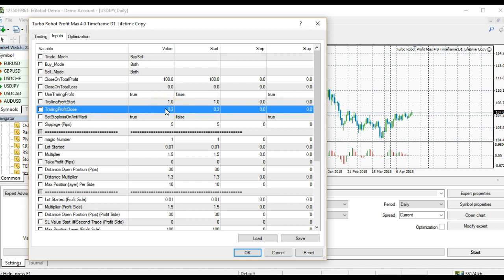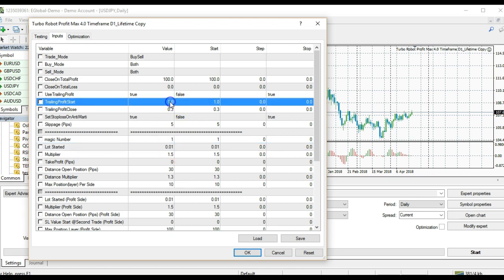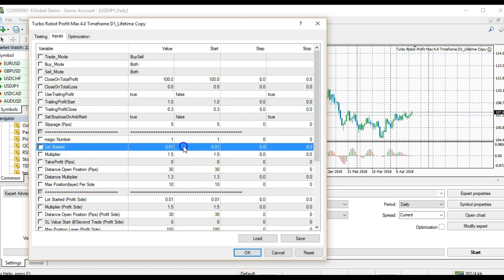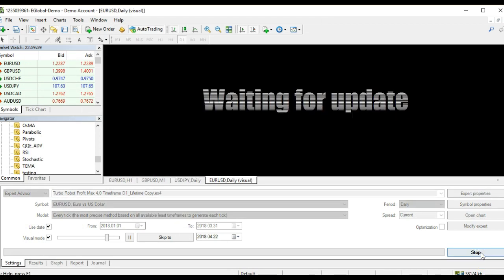So don't forget it. And this one, for this particular broker that I have, 0.01 is equivalent to 10 cents. So 10 cents multiplied by 10 pips is equivalent to $1. So I will be expecting that in 10 pips I will be earning $1. I will click okay, as I am satisfied with my settings. This is mainly for profit trailing. So I will click start.